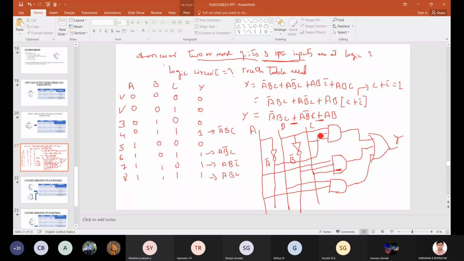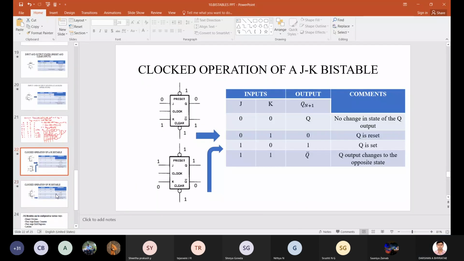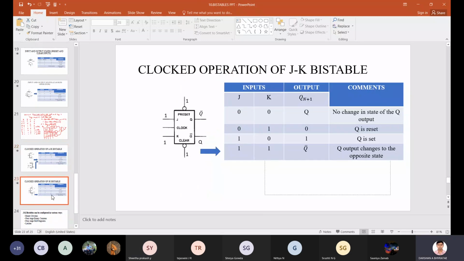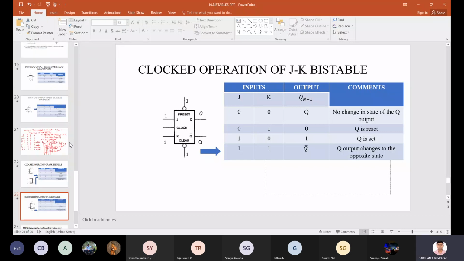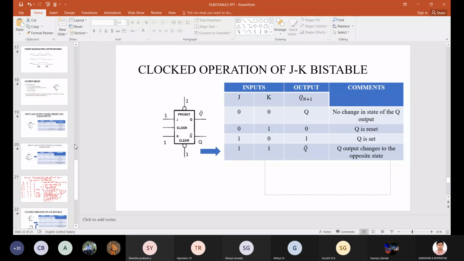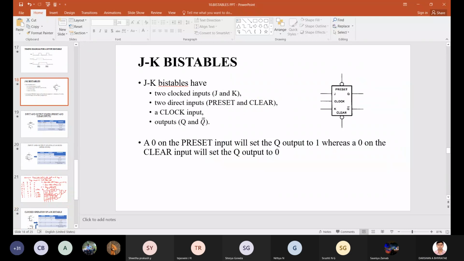No, sir. Shall I continue to the next topic, JK? JK you already know, no? Yes, sir. Sir, can you cover the bidirectional register? Shift register. JK bistable, some bistables, okay, sir. Next you can go. Shift registers. Yes, sir.